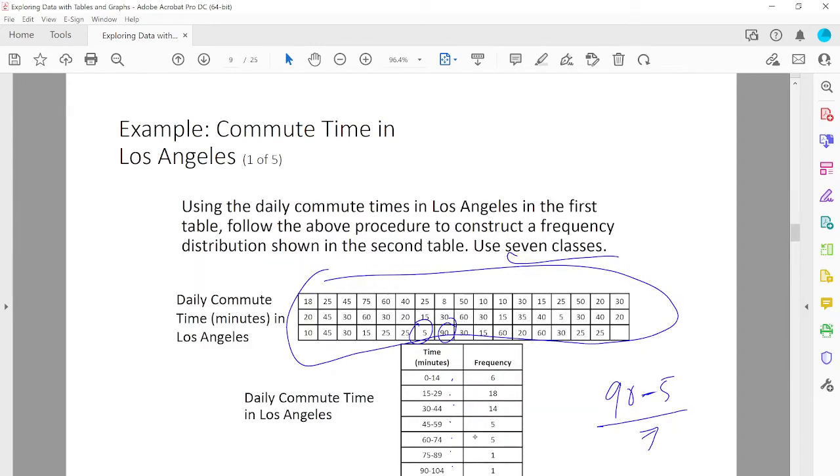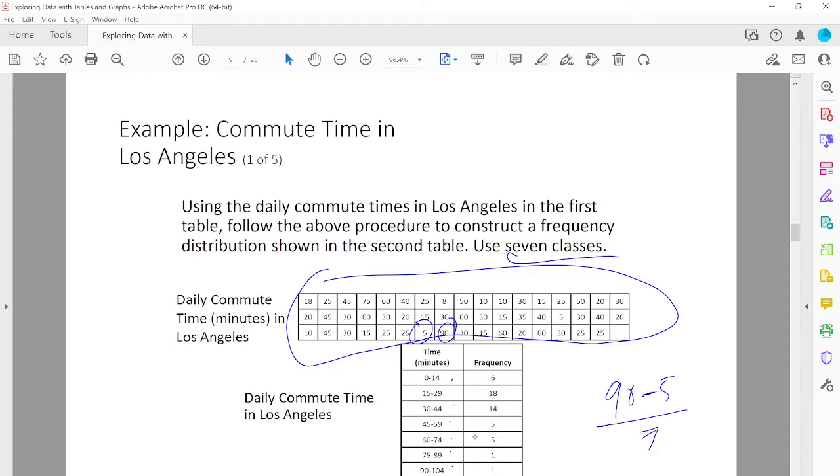Now, the first lower limit is 0. The second lower limit is 15, and then the third one is 30, 45, 60, 75, and 90. That's how we find the lower limits. And then because of the class width, we can see the upper limits are 14, 29, 44, 59, 74, 89, 104.